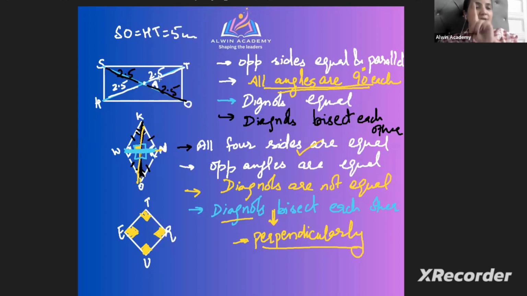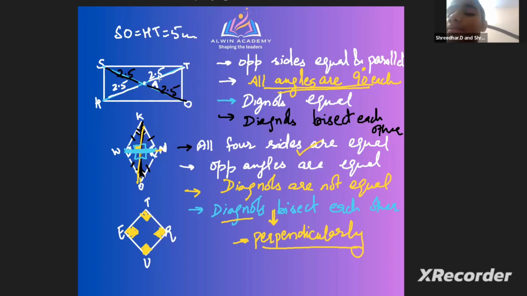For a rhombus, diagonals are not equal. Again, just like a parallelogram, hai na? Some property from the parallelogram, some from the rectangle. So I'll say that they are not equal like a parallelogram, but they bisect each other, right? And they bisect perpendicularly. Got it, everyone, or not? Diagonals are not equal, but they perpendicularly bisect each other. Got it, everyone?